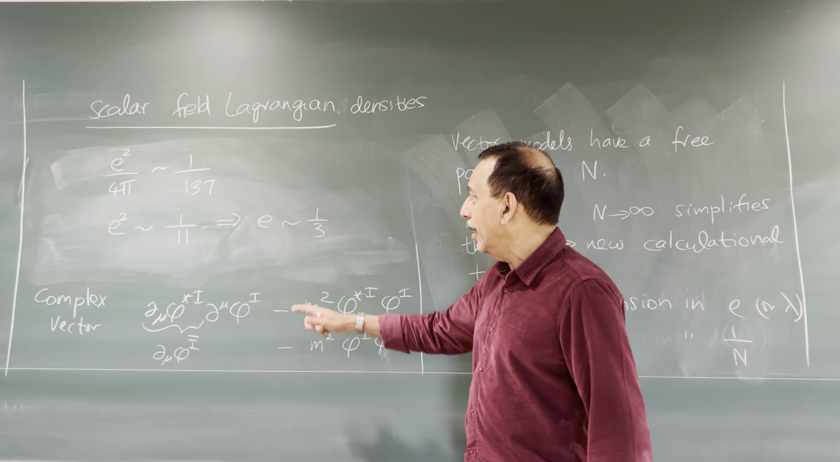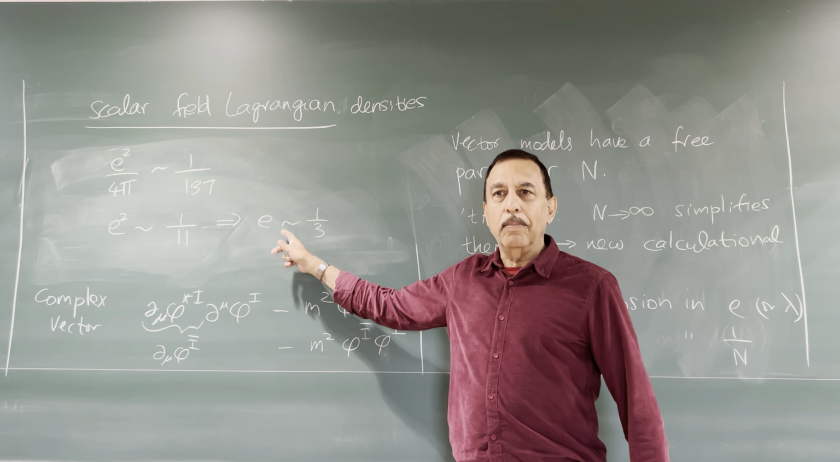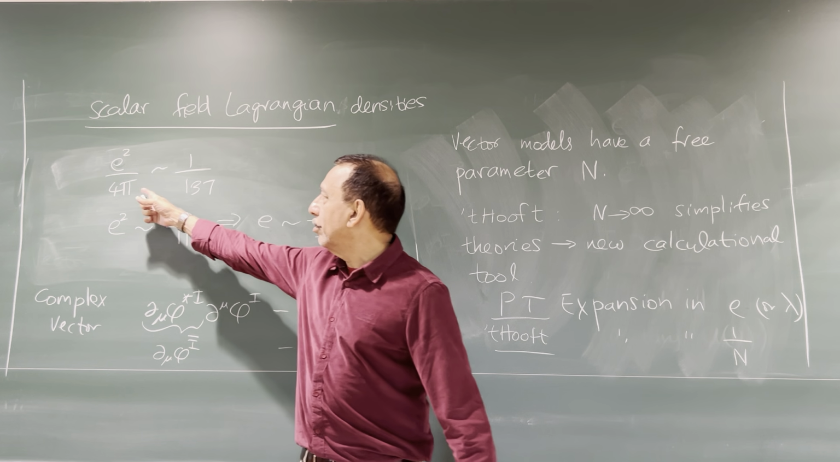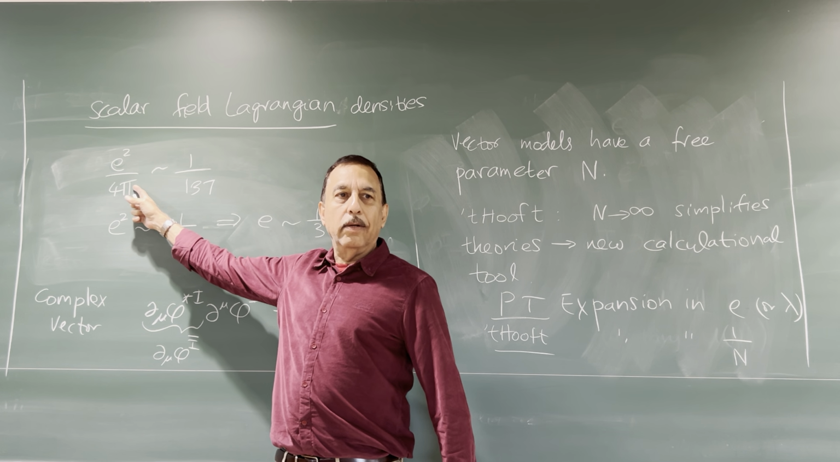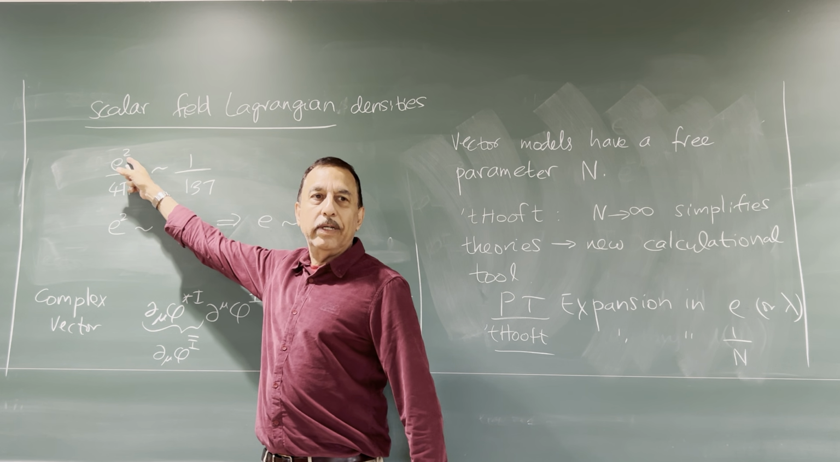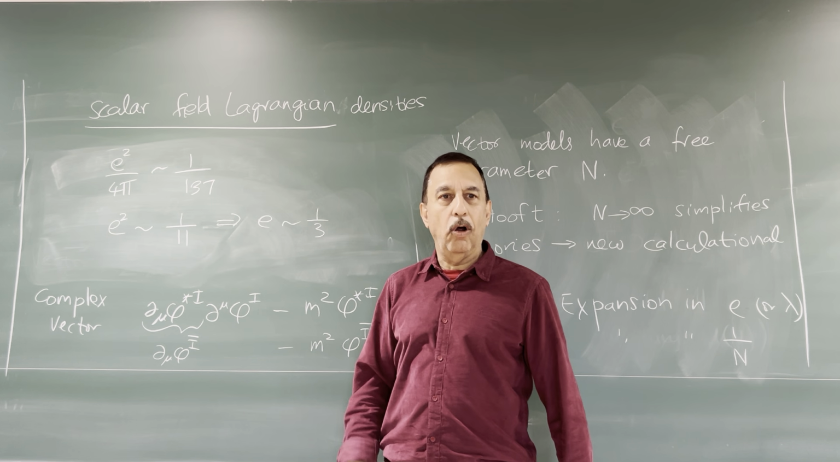Because this is the naive expansion parameter. It's what is there in the Lagrangian, but it's not the actual one that occurs when we do calculations. The one that occurs in calculations is that. And without setting up the calculation, we wouldn't have realized that instead of E, we get E squared. So QED is a power series in E squared and not E.